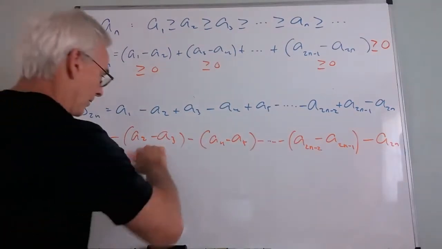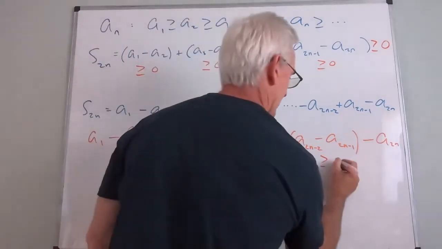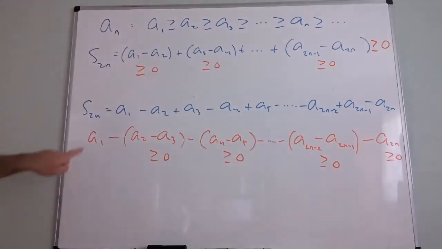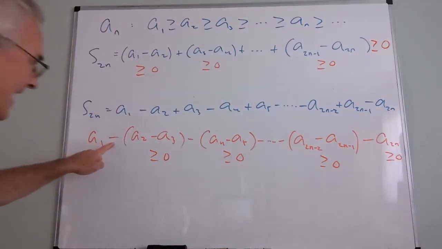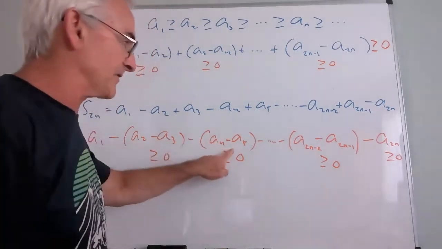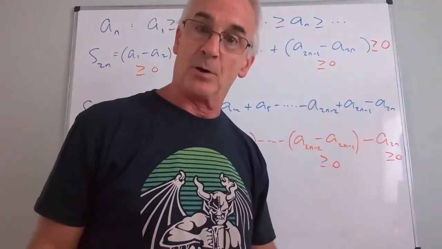Well, just like before, that's greater than or equal to 0. That's greater than or equal to 0. That's greater than or equal to 0. And that last term, of course, is greater than or equal to 0. I'm starting with A1, and then I'm subtracting perhaps a positive amount, and then I'm subtracting another positive amount, and then I'm subtracting positive amounts from A1.